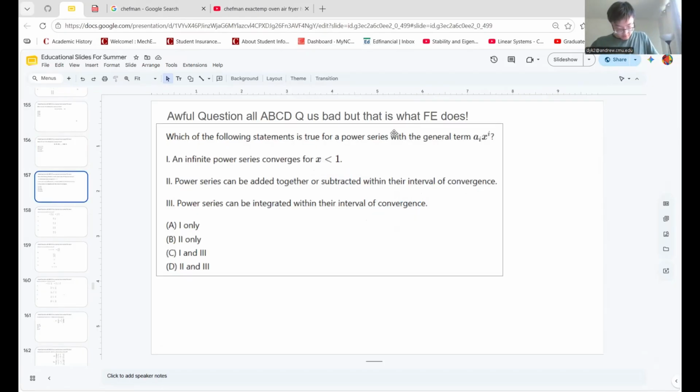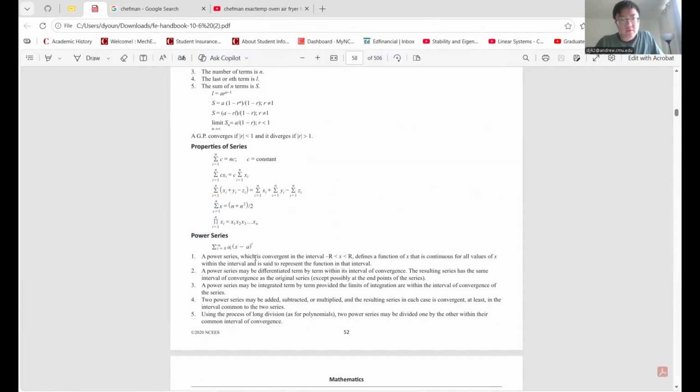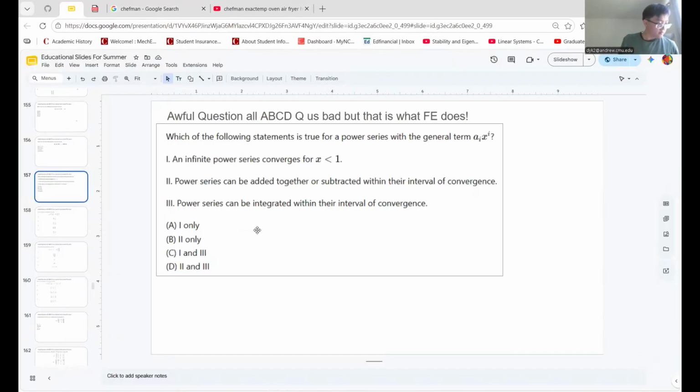So which of the following statements about a power series like this are true? All power series with finite terms converge. I believe that is true because if you look over here, this is the power series. A power series will converge on an interval of radius r, defined in a value of x. So yeah, that will most likely converge because r is usually minus 1 to 1, right? Power series can be added together or subtracted within their interval of convergence. Well, I don't see why they can't do that. Power series can be integrated within the interval of convergence. Okay. So I'm pretty sure 1 and 2 are correct. So I'm just gonna say C. But now I need to double check.